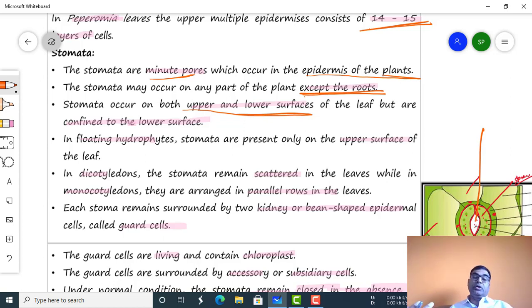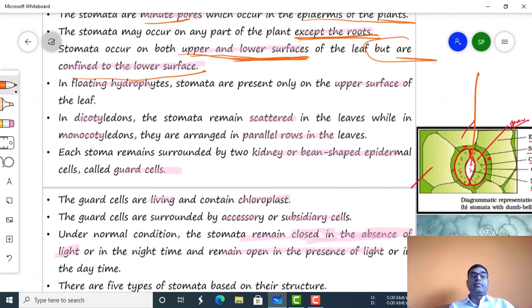In shade-loving plants or mesophytic plants, the number of stomata is more or less equal on both the upper and lower epidermis. But in the majority of cases, they are confined to the lower epidermis. In floating hydrophytes, which float on the water surface, the lower surface of the leaf is in contact with the water. Therefore, stomata are absent on the lower epidermis and present only on the upper epidermis, or upper surface.